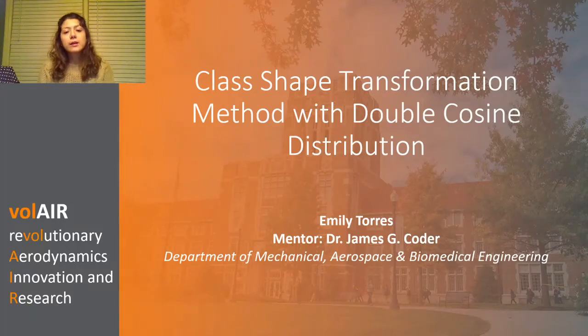My major is mechanical engineering, but the research I'm presenting is aerospace-based. What I'm presenting today is using the class-shape transformation method with the double cosine distribution. Now, before I explain what these two concepts are, I'd like to give a brief overview of what area of aerospace engineering these topics are in.